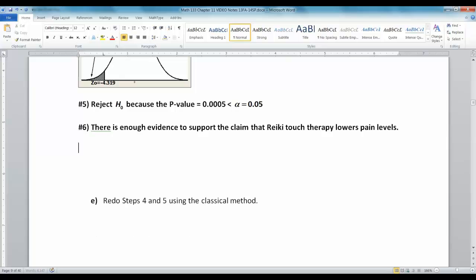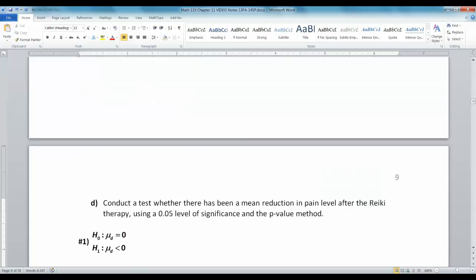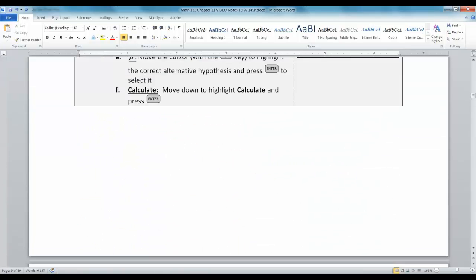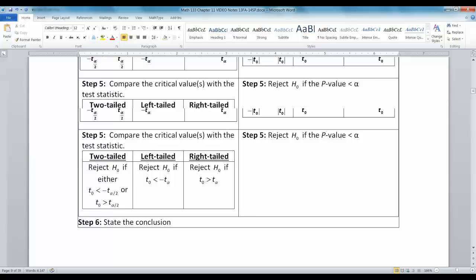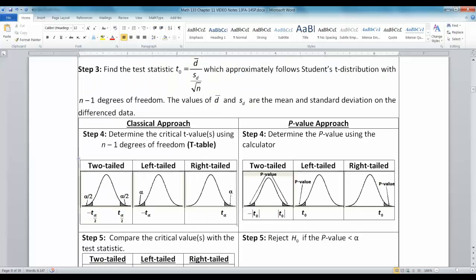All right, so now we're going to repeat steps 4 and 5 using the classical method. So let me go grab that picture. So the picture for a classical method looks very similar to a, oops, that was a T0 value, not a Z0 value. I'll have to go fix that. So we're doing a left-tailed test, so we're doing this picture right here.